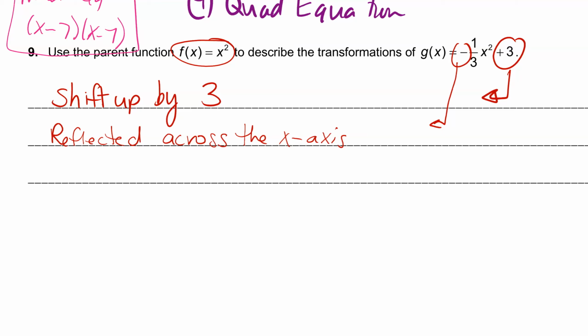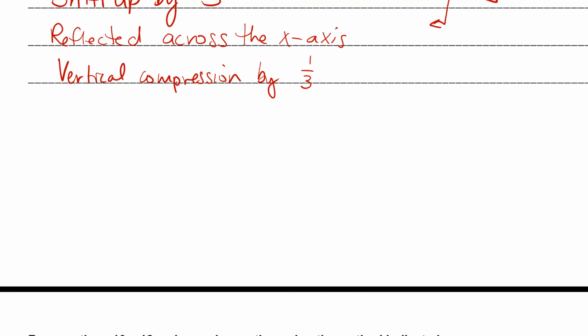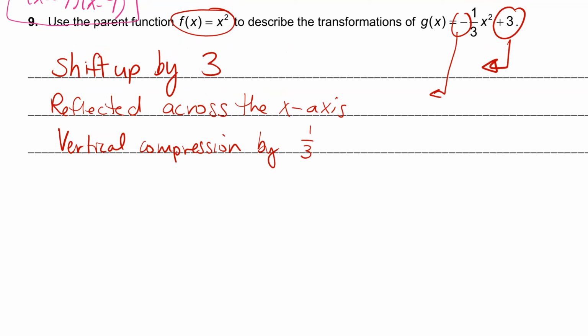And then we have a vertical compression. Vertical compression by 1/3, because we're multiplying all our y's by 1/3. If you multiply everything by 1/3, it's getting compressed, right? You see my parabola? It goes from a regular parabola and it's being compressed. It's widening out because you're shifting all of your y values down, right? You're multiplying by 1/3. Awesome. Okay. We could definitely knock out 10. Do we have questions about this one?